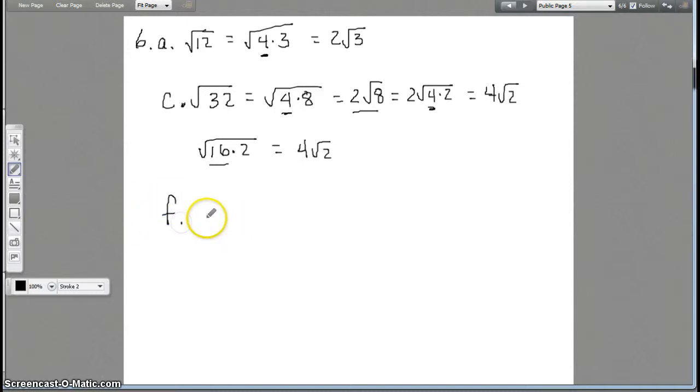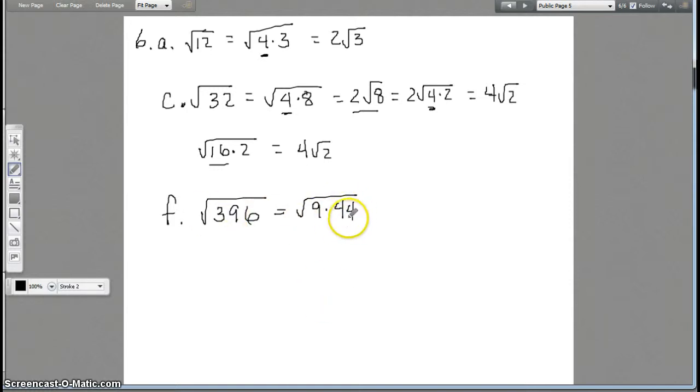So let's look at part F. Part F is the square root of 396. Now I can tell by looking at this pretty easily that 9 is a factor, because when you add all the digits of a number together, if that sum is a multiple of 9, then 9 is a factor of the number. So I know that 9 is a factor, and when I punch that into a calculator, 396 divided by 9 is 44. So I know that 396 is 9 times 44.